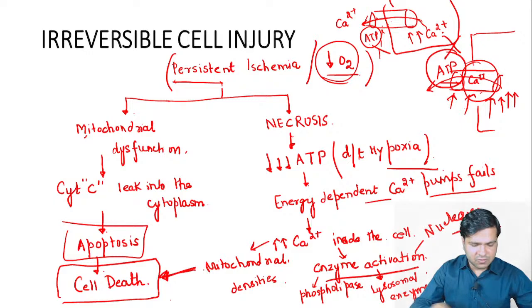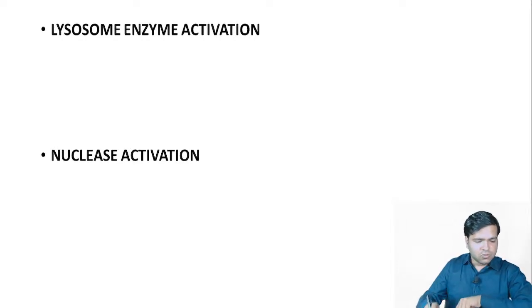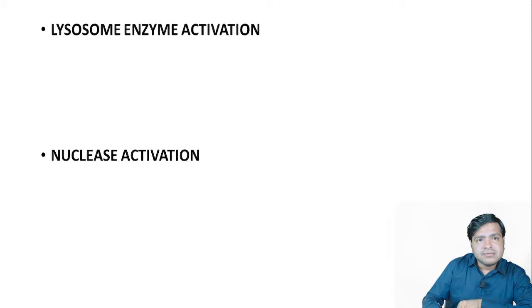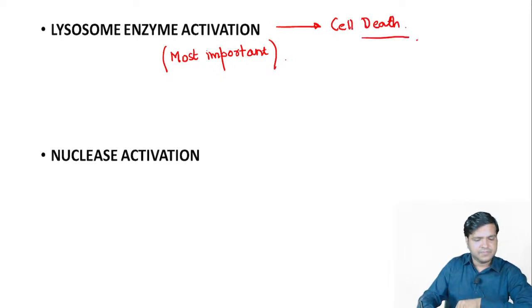Okay, that is done for everyone. Now write down something more in this. If lysosomal enzyme activation occurs, write down the most important point: if these enzymes out of these three get activated, it will surely lead to cell death.